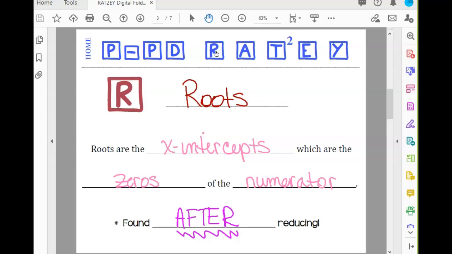R are our roots, which are the x-intercepts, which are the zeros, and we have to find them after reducing. You have to get rid of the hole first. If you're just finding what you need to graph, you can do it in whatever form you want. But remember, if you're filling in blanks, pay attention to whether it's asking you for the roots or the x-intercepts, so you know if it needs to be an ordered pair or not.